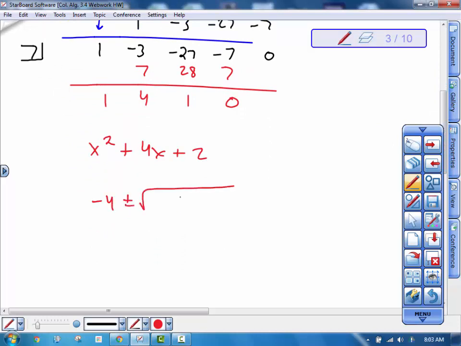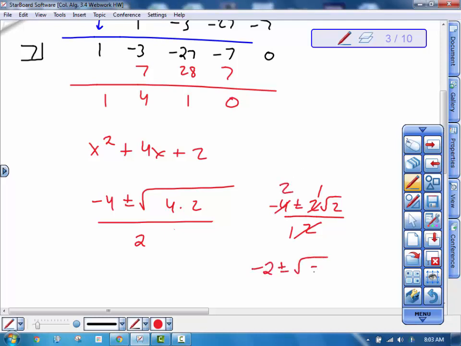Opposite of b plus or minus the square root of b squared minus 4ac all over 2a. This is 16 minus 8, so this would be 8 inside of here. And this is 2. All right, we can change that into negative 4 plus or minus, I'll change 8 into 4 times 2, and then take the square root of 4 as 2. So this would be 2 square root of 2 all over 2. Now 2 goes into 2 once, and it goes into 4 twice. So it's negative 2 plus or minus the square root of 2.